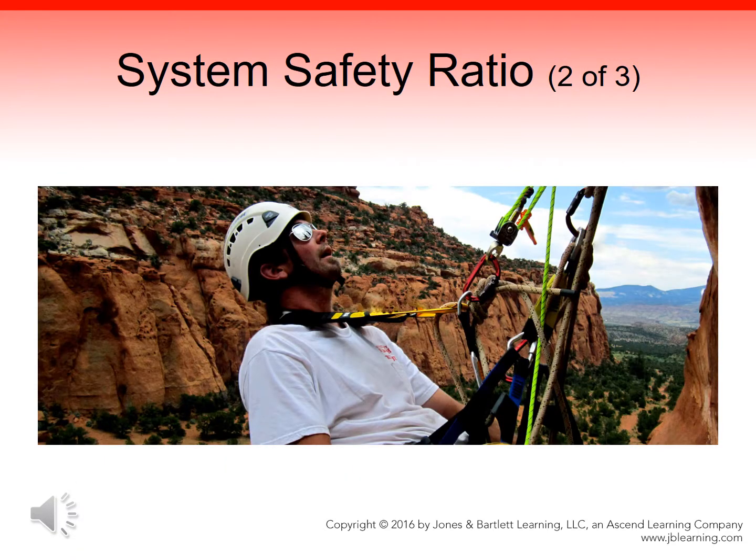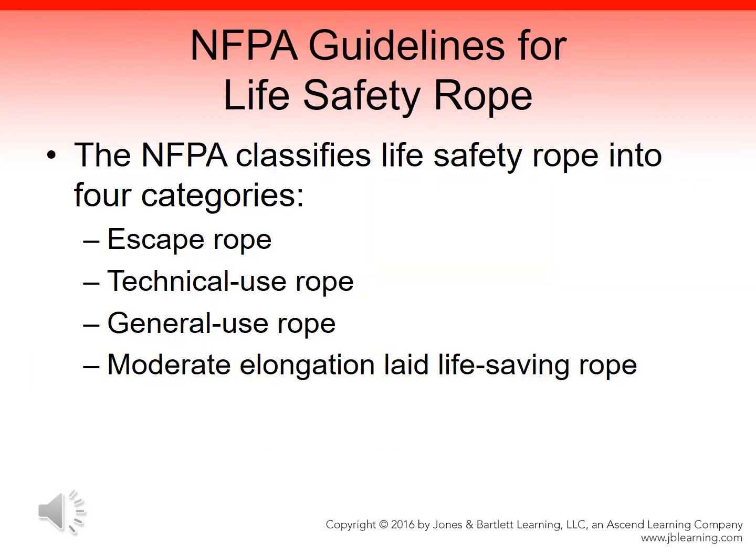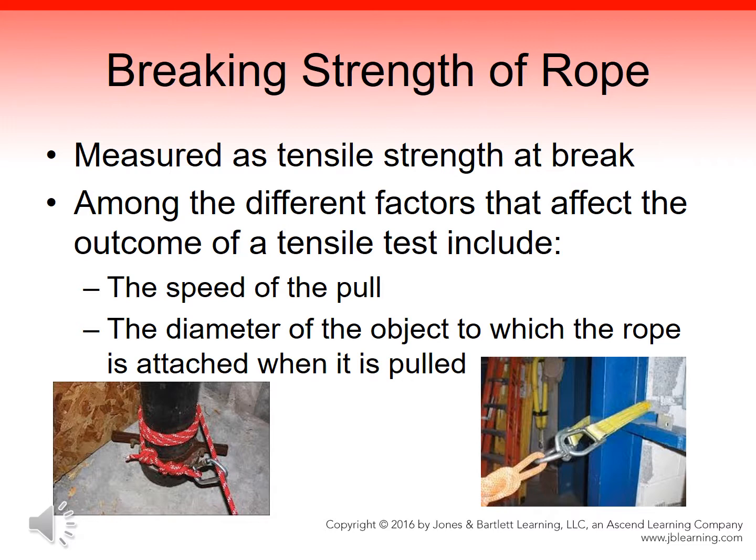Experienced rope technicians know the minimum breaking strengths of the various components they're using, the way those minimum strengths can be affected by the rigging methods, the quality of the anchors, and the force multipliers both in and on the system. NFPA guidelines for life safety rope. The NFPA classifies life safety rope into 4 categories: escape rope, technical use rope, general use rope, and moderate elongation laid life-saving rope. Breaking strength of rope is measured as tensile strength at break.